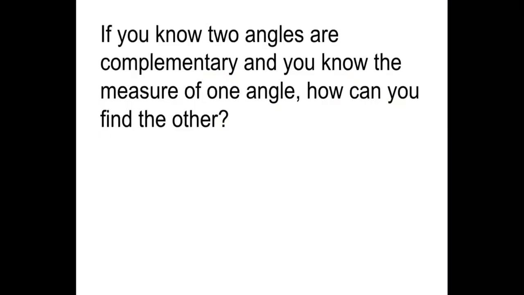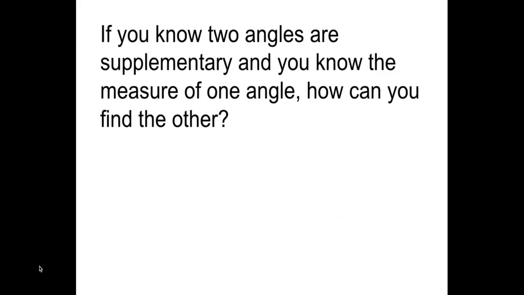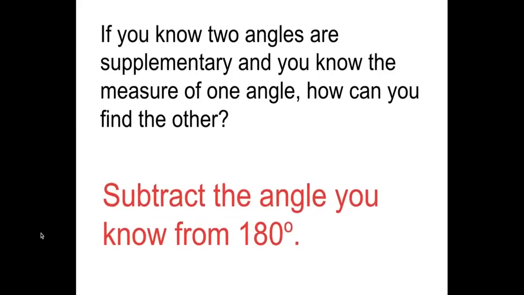If you know two angles are complementary and you know the measure of one angle, how could you find the other angle? Well, you know that they're complementary. You know the measure of one. You can set up an equation by subtracting the angle you know from 90 degrees. If you know two angles are supplementary and you know the measure of one angle, how could you find the other? You could subtract the angle you know from 180. So we can now start to set equations so that we can solve for the unknown.